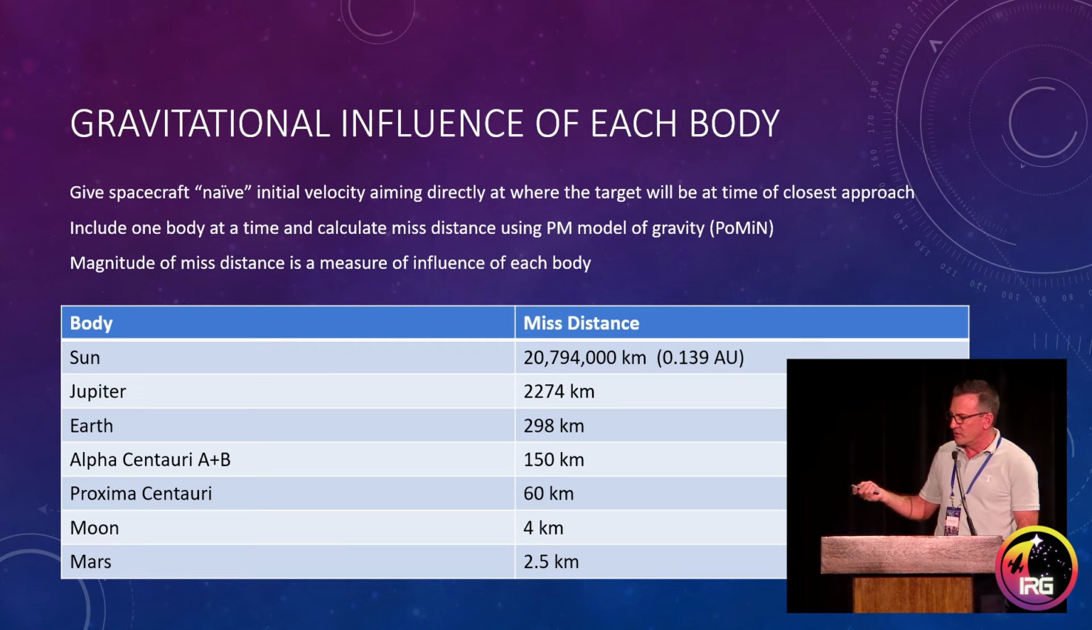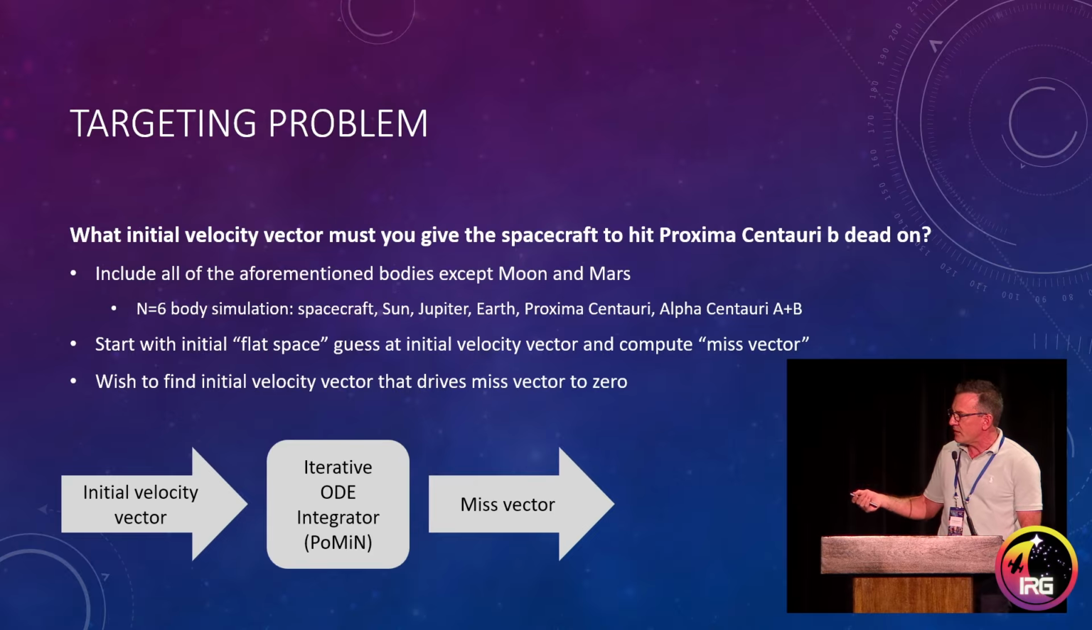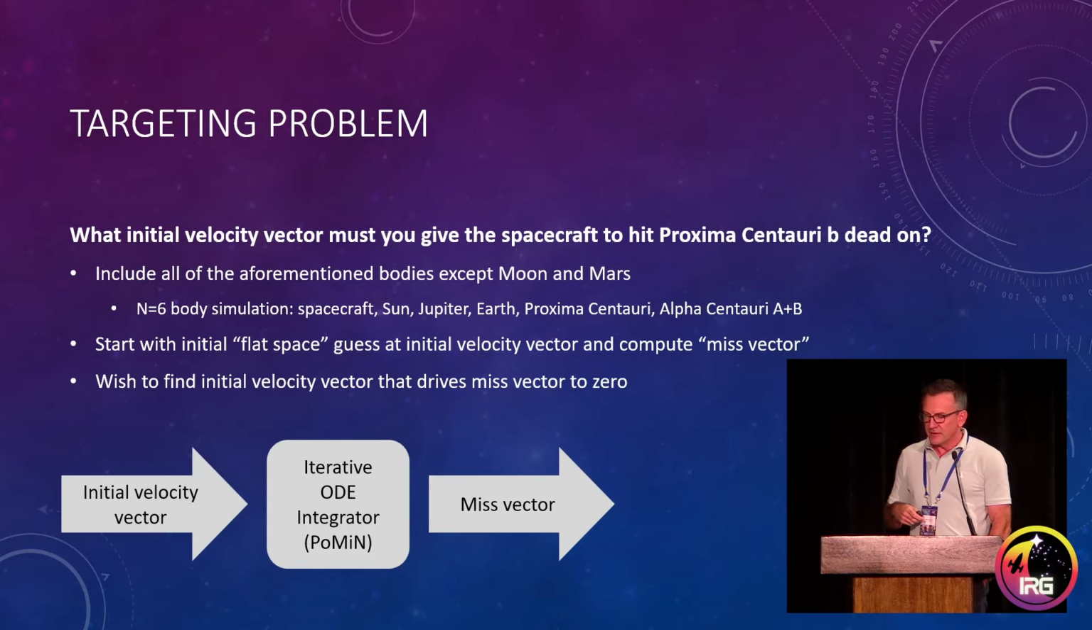We dropped the Moon and Mars from the simulation because their effect was negligible. So what that leaves us with is 6 bodies. And the next problem we focused on with these 6 bodies in the simulation is the targeting problem. This is kind of the real question that we started with: what initial velocity vector do you have to give the spacecraft in order to hit the target dead on?